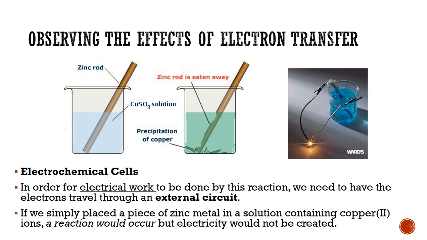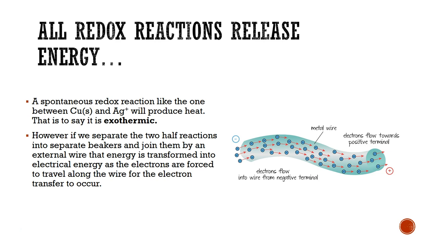But if we separate the aspects of this, turn it into 2 electrodes, then we can actually force this electron transfer to occur via a wire, like this picture over here. So the electrons are being generated in one electrode, transferring through a wire, and then being consumed at the other electrode. And that movement through the wire is what creates our electrical charge. So essentially we need a spontaneous redox reaction, and this will generally produce heat. It produces energy, so it's an exothermic reaction.